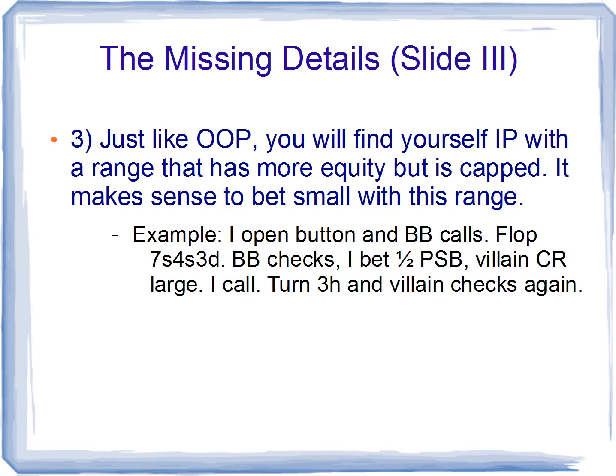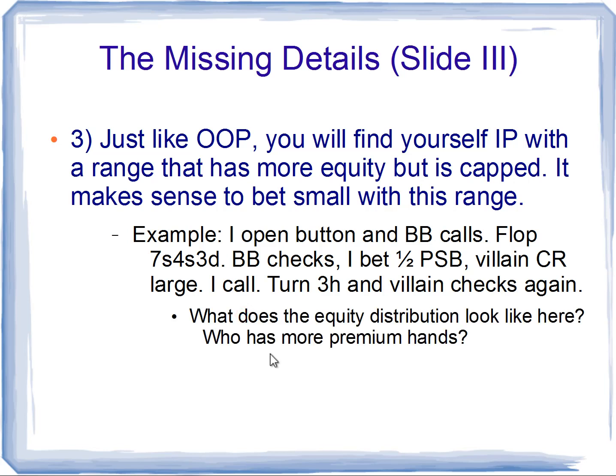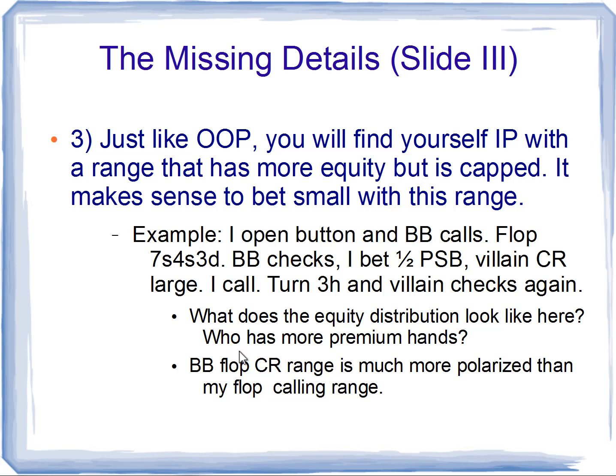So yeah, on that board it's too wet. So when he check-raises me there, and then the turn's a 3 of hearts, and he checks to me on the turn, which I assume is the next thing. All right, so what is the equity? So pause if you need to talk about equity distributions. But yeah, big blind check-raising range is much more polarized than my flop calling range.